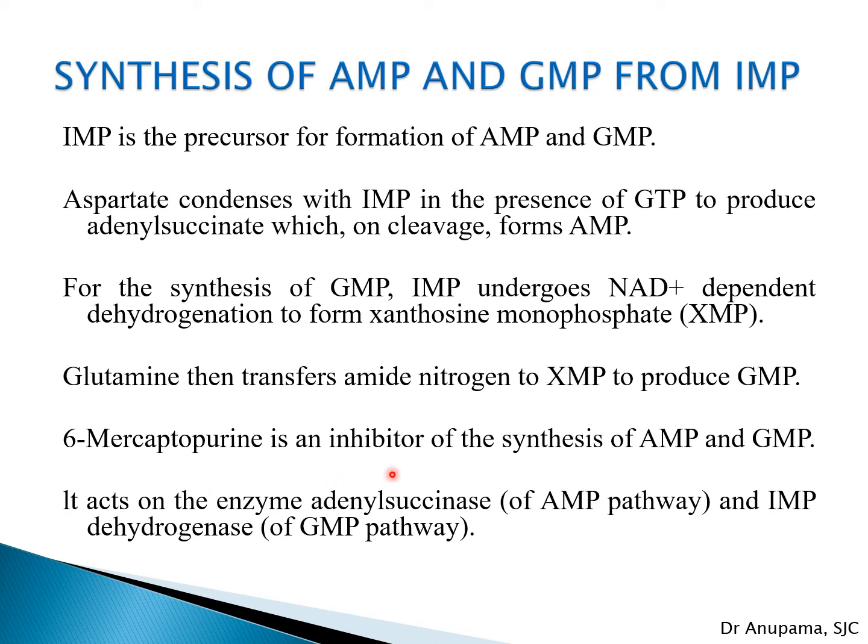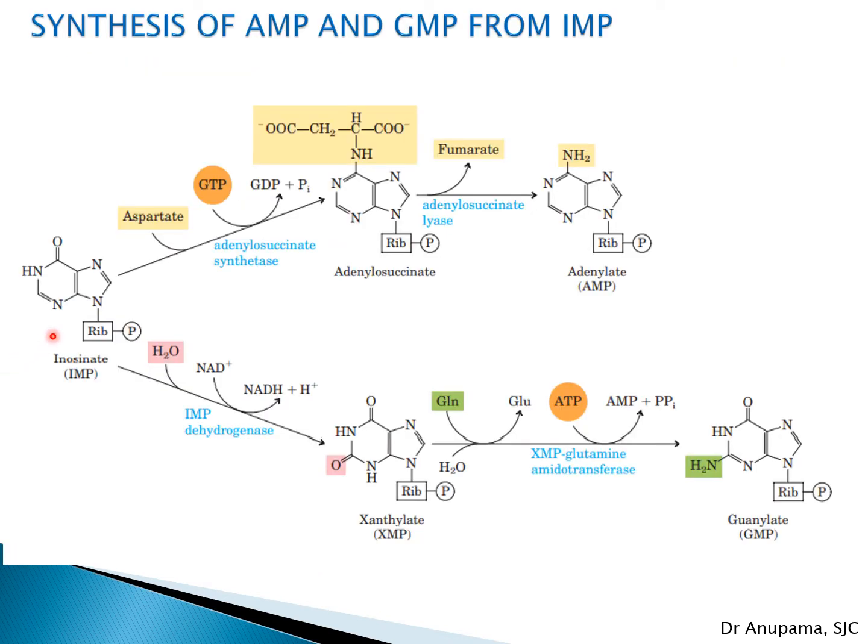6-mercaptopurine is an inhibitor for the synthesis of both AMP as well as GMP. It acts on the enzyme adenylosuccinate synthetase of the AMP pathway and IMP dehydrogenase of the GMP pathway. So here is the pathway from IMP. First let us see the synthesis of AMP.